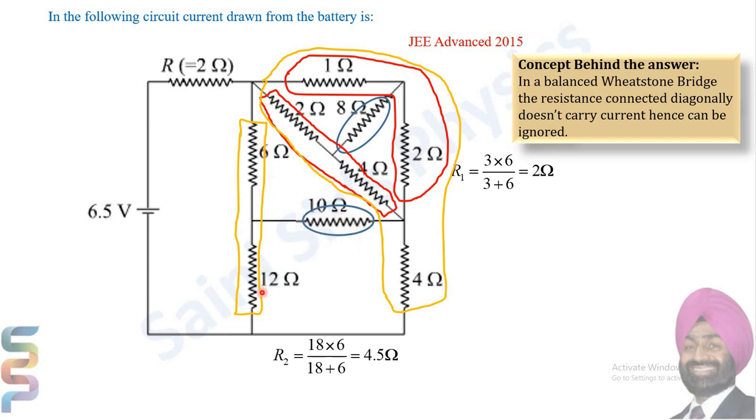6 plus 12 is 18, and 2 plus 4 is 6. 18 into 6 divided by 18 plus 6 is equal to 4.5 ohm. So this whole combination is 4.5 ohm. Add 2 ohm in series, 6.5 ohm. 6.5 volt battery, 6.5 ohm resistance. So current equals, just divide V upon R, equal to 1 ampere.